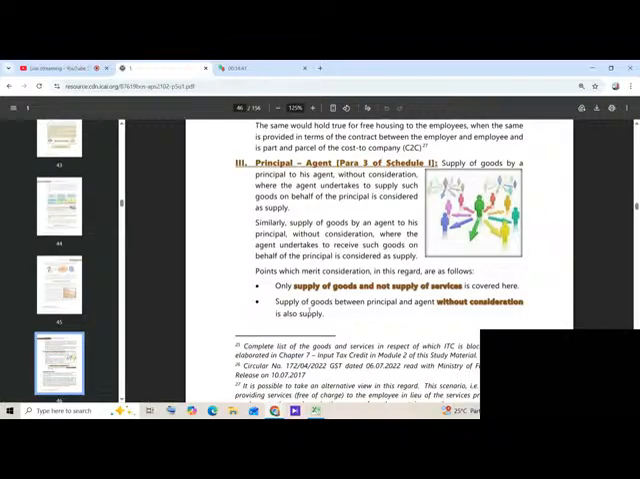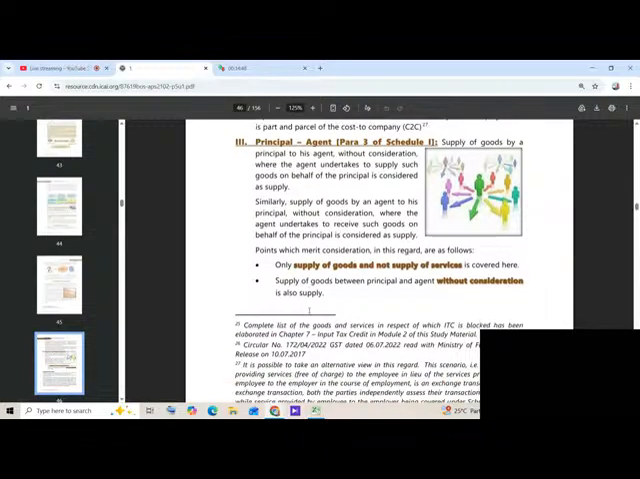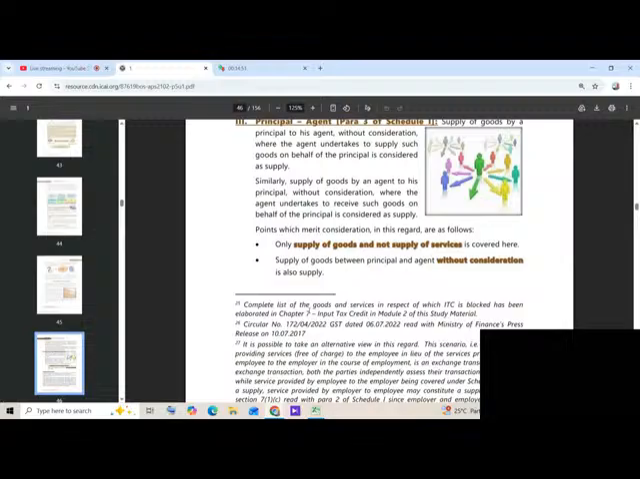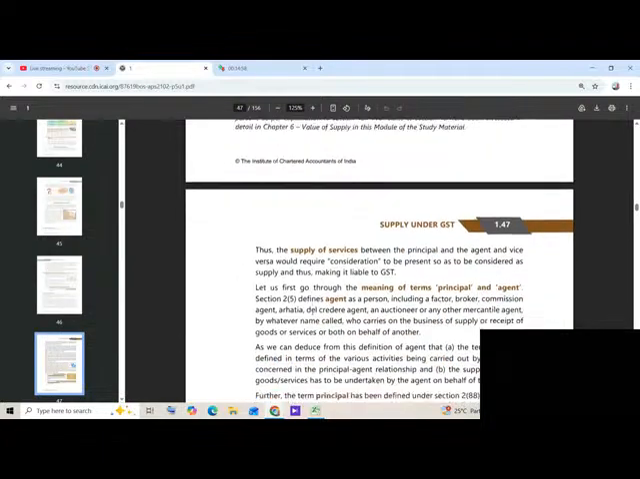Points which merit consideration in this regard are as follows. 1. Only supply of goods and not supply of services is covered here. Supply of goods between principal and agent without consideration is also supply. Thus, the supply of services between the principal and the agent and vice versa would require consideration to be present so as to be considered as supply and thus making it liable to GST.